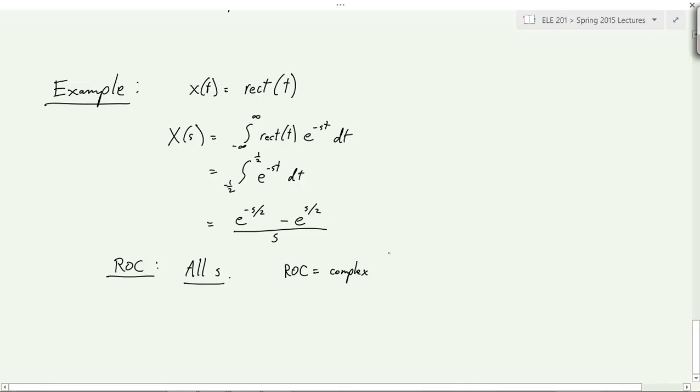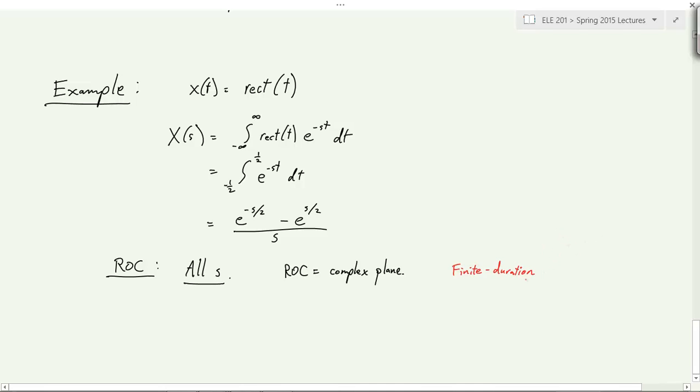It converges for all s, so the region of convergence is everywhere. There's a reason why this converges everywhere. It's always going to be true for finite duration signals. Notice that rect has a definite beginning and end. There are points after which it's 0 in both directions of t. We call that finite duration. We'll talk a little more about that momentarily.